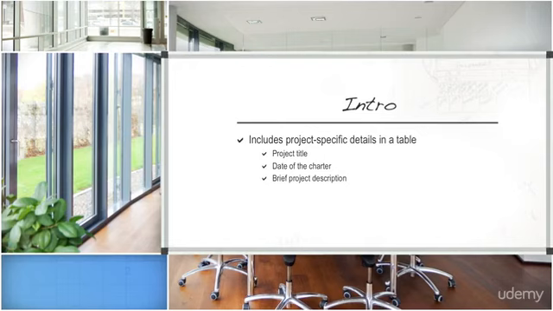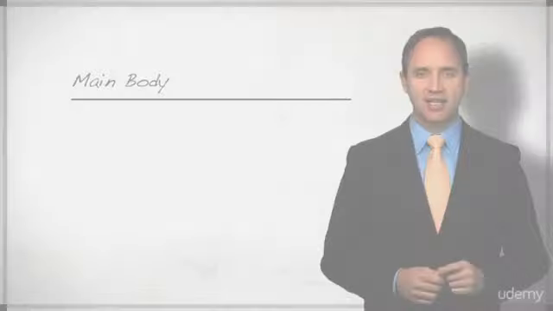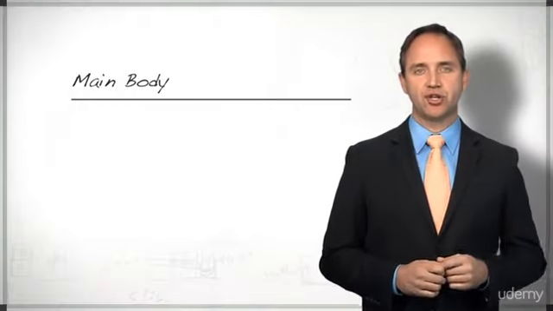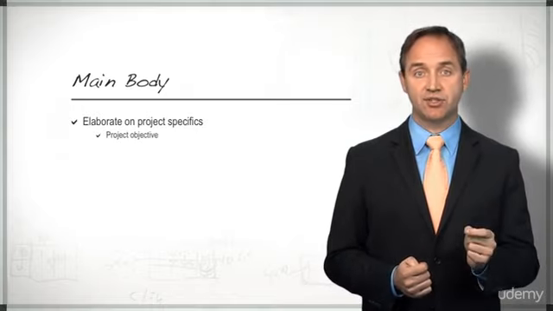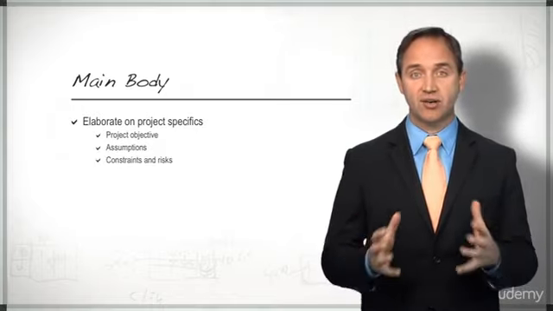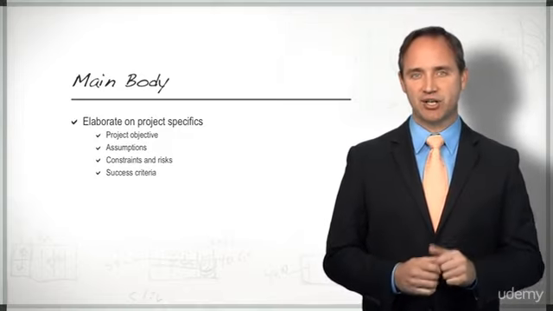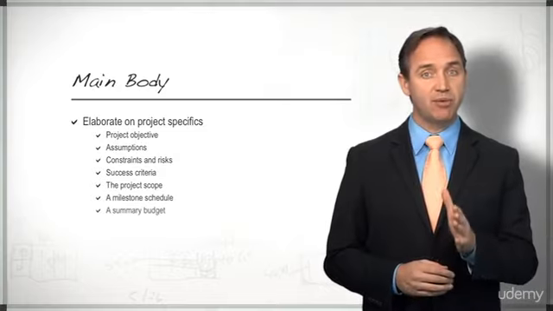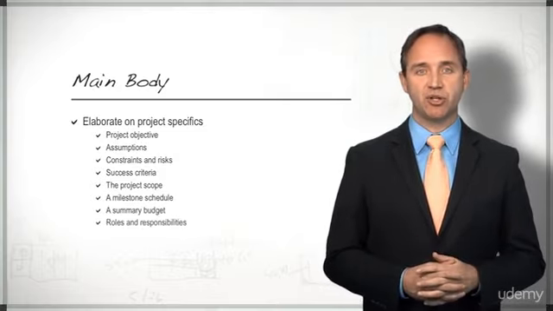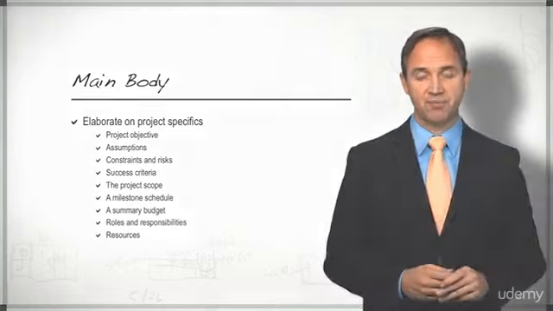A project overview statement enables the details of a project to be reviewed by senior management in 1 minute or less. The main body of the project charter should include several sections that address or include the project objectives, assumptions, constraints, and risks, success criteria, the project scope, a milestone schedule, a summary budget, roles and responsibilities, and resources.